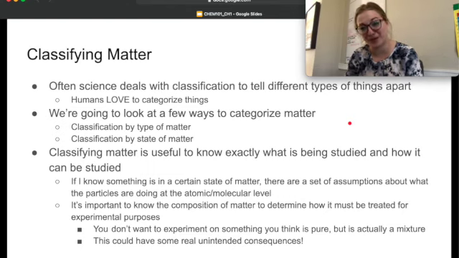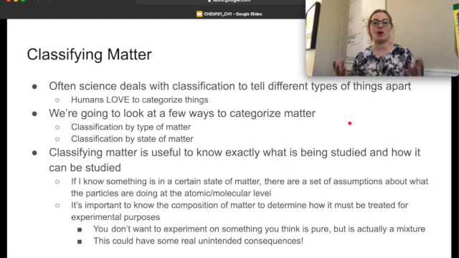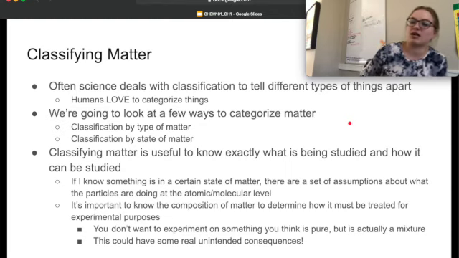Okay, so let's get down to a little bit more of the nitty-gritty here. Some of the more interesting things we're going to talk about. I mean, it depends upon whether you find this interesting or not. But let's talk about how we classify matter. So we talked a little bit about what matter is: atoms, molecules, chemical reactions. Let's talk a little bit about how we classify that matter and what's going on with them. So oftentimes science deals with classification just to tell different things apart.